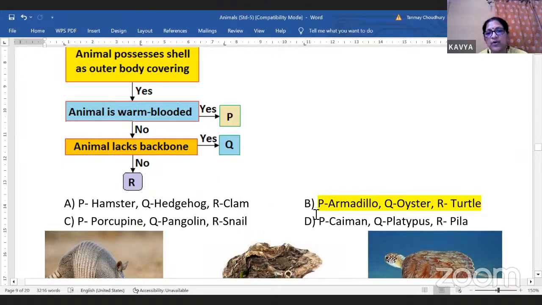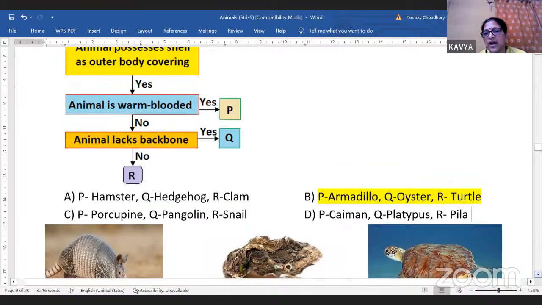It has a backbone. Turtle. Okay, turtles are vertebrates. They all have backbones. So here, turtles, tortoises, they're very peculiar because they have a backbone also inside the body, and they've got an exoskeleton outside the body also. That is the shell.